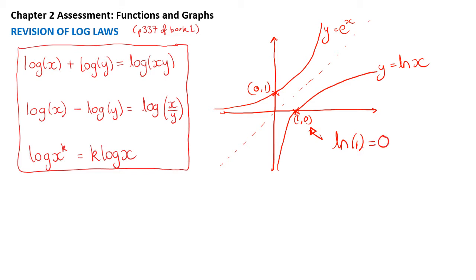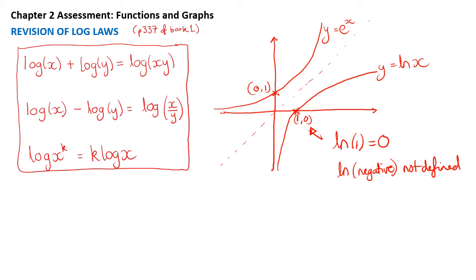Okay, looking at the shape of the graph here, no logs are defined for x less than or equal to 0, only for x greater than 0. So ln, where x is negative, is not defined.